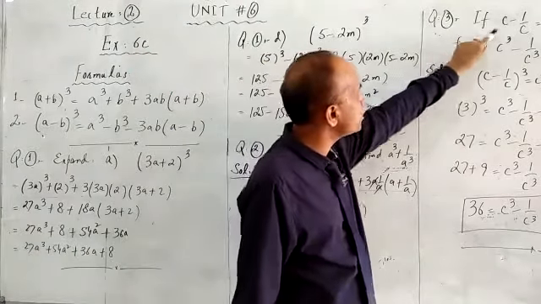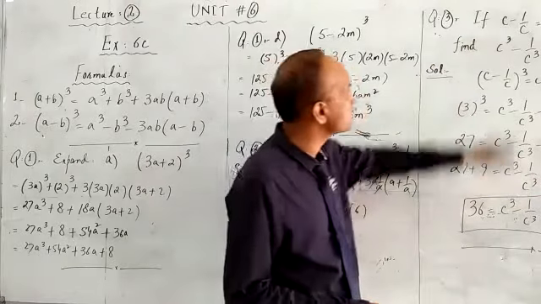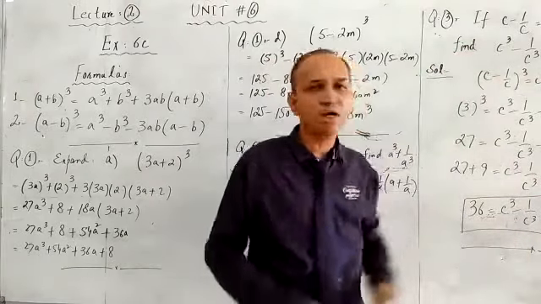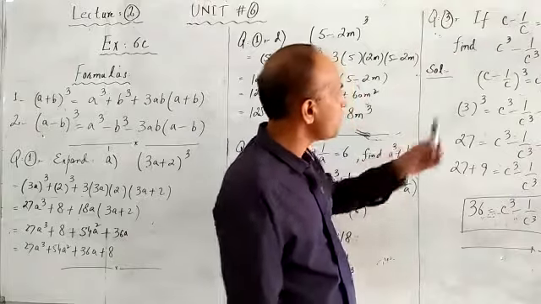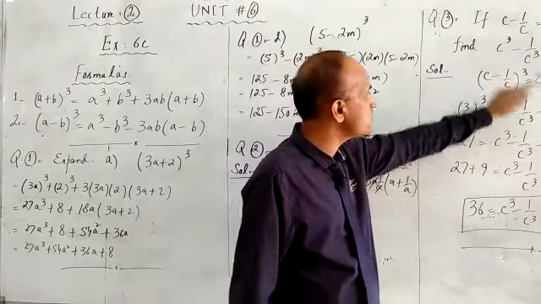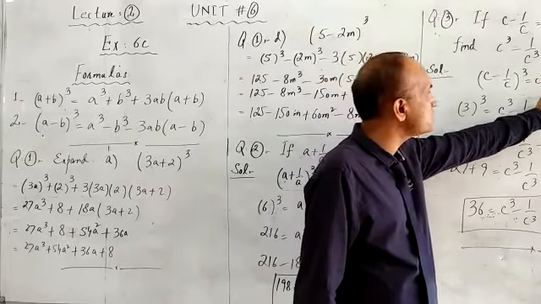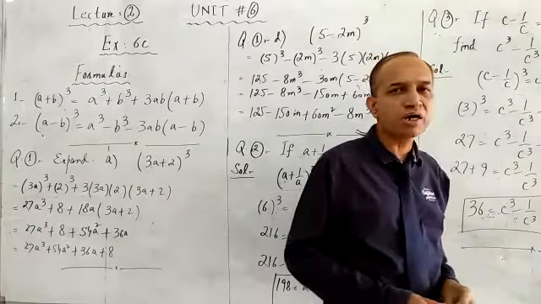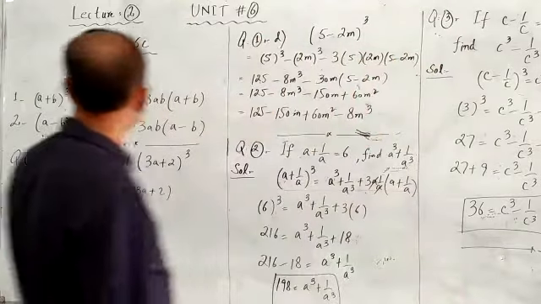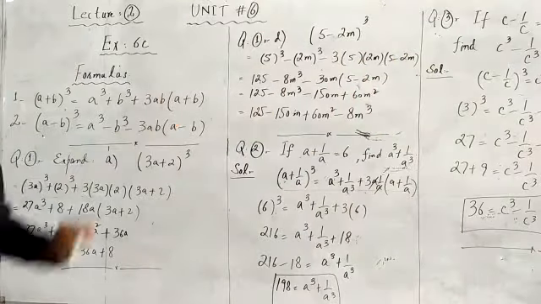Now next move to question number 3. We are given that if c minus 1 over c is 3, find c cube minus 1 over c cube. Now we have the formula (c minus 1 over c) whole cube is equal to c cube minus 1 over c cube minus 3 into c into 1 over c into (c minus 1 over c). So we have used the second formula over there.